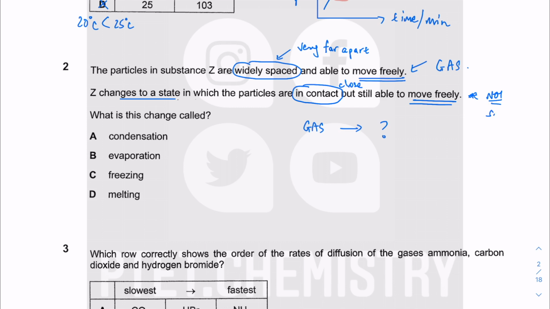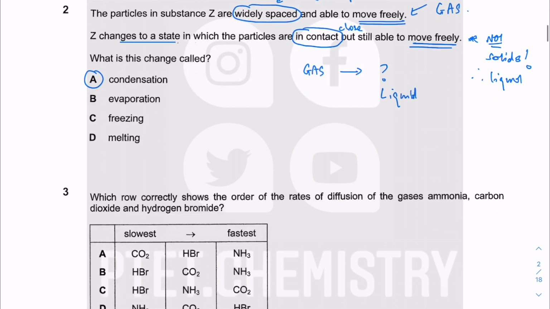but still able to move freely. Not solid, because solid particles can only vibrate about fixed positions. Solid particles never move freely. Therefore, we are looking at liquid. So gas going to liquid, that is going to be condensation. It all comes down to reading the question. When you read the question, interpret information, circle and underline, because if you're just reading the question and you have been making mistakes, then it hasn't worked out very well for you, and unless you change now, you will struggle in the future similarly.